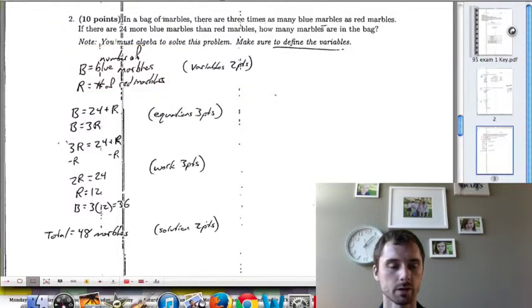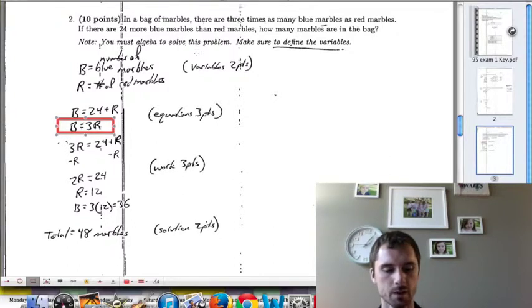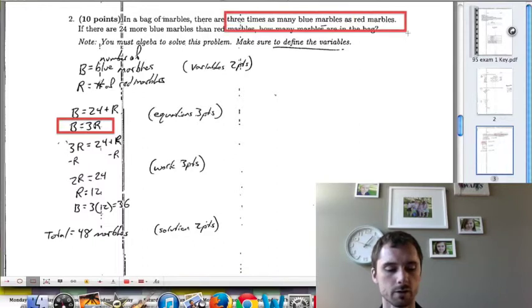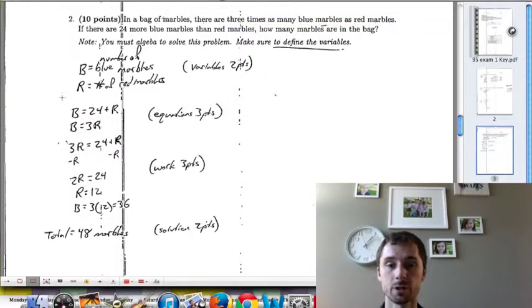If you got that kind of setup or something along that, then you define the variables. That's worth 2 points. All right, so now I'm going to change my sentences here into algebraic equations. So B, the number of red marbles. The first sentence, so I put it second, B equals 3R. So B, the number of blue marbles, is 3 times as much as R. If you took R multiplied by 3, you'd get the blue.